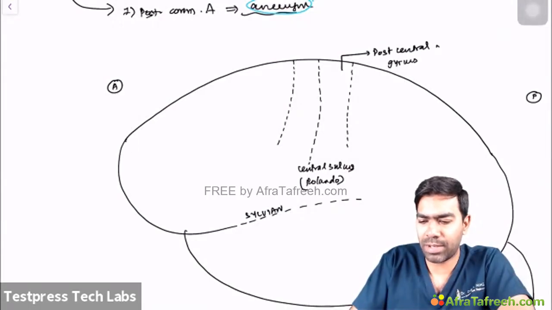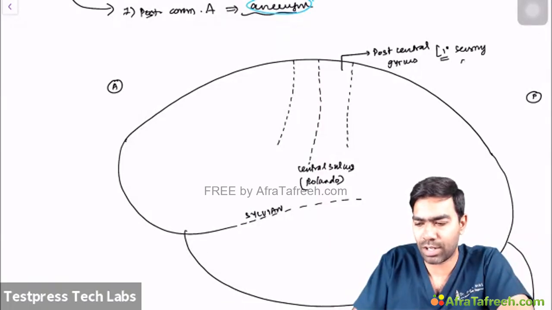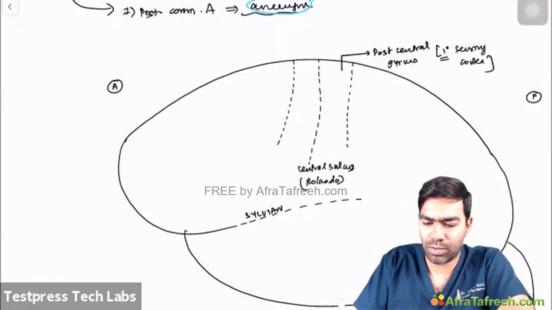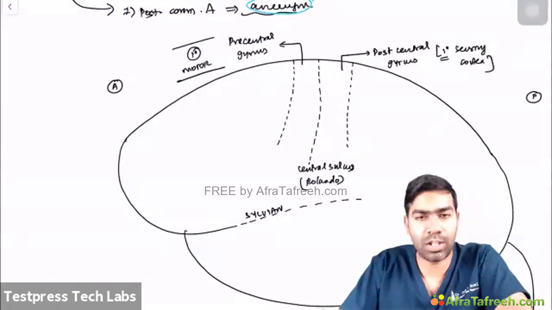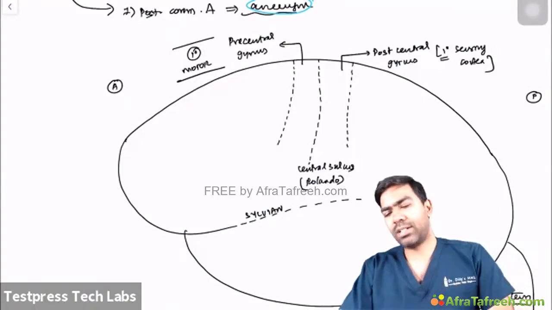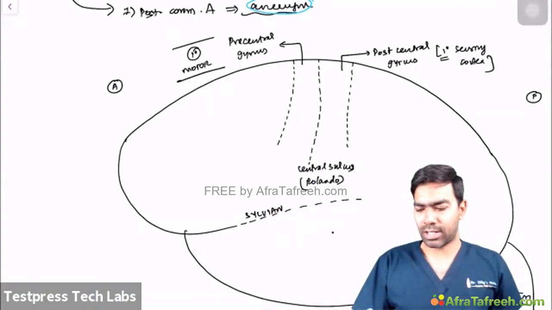Remember, this is the primary sensory cortex. You need to be very clear that it's the primary sensory cortex because you have a lot of sensory association areas also. And of course, you know this is the pre-central gyrus. This represents the frontal lobe and it's the primary motor area. And you have a lot of motor association areas as well.